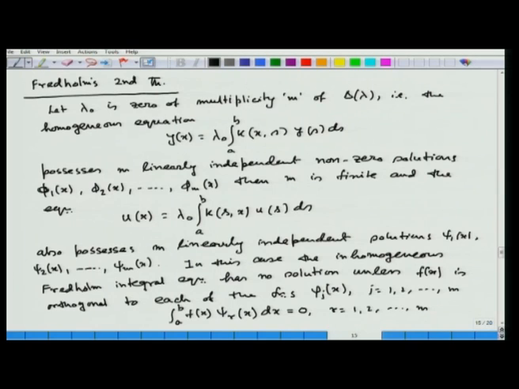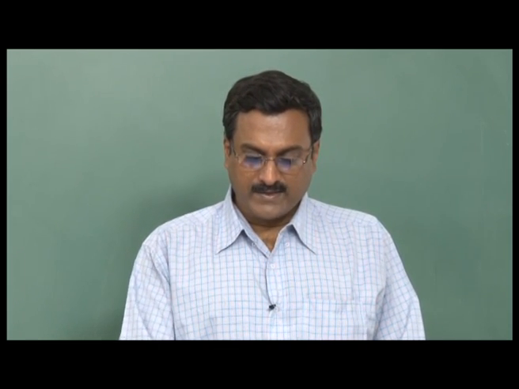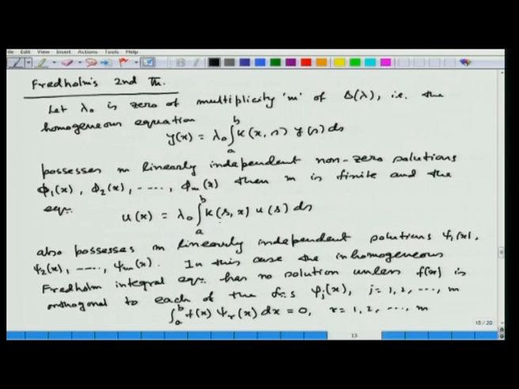So, we will have a non-trivial solution whenever this condition, integral from a to b of f(x) psi r(x) dx equal to 0, holds. That means f(x) is orthogonal to each of the eigenfunctions psi 1(x), psi 2(x) up to psi m(x), and these are the eigenfunctions of the problem defined by u(x) = lambda 0 integral from a to b of k(s, x) u(s) ds.